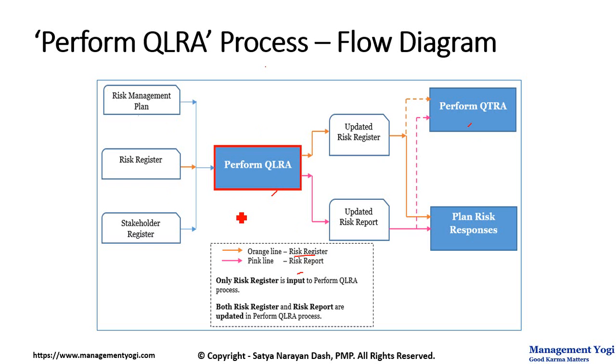Now coming to the inputs of this process, as you can see, we have the risk management plan, which is coming from the Plan Risk Management process, because it has the P scale and I scale, probability and impact scales, the PI matrix. Then we have the risk register, which is coming from the Identify Risks process. It will have all the possible individual project risks which are going to be qualified. So the risk register is acting as an input, but the risk report is not there as an input.